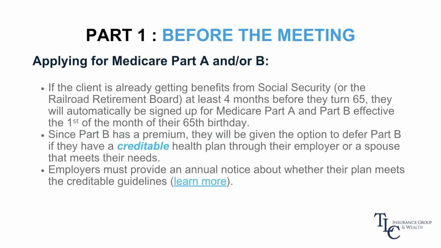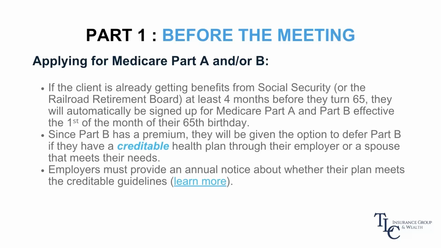So sometimes you're going to get a client who comes to you and maybe they're 3 or 4 or 5 months out from their 65th birthday and they do not have Medicare Part A and B active yet. The key here is knowing their circumstance. So if the client is already getting retirement benefits from Social Security or the Railroad Retirement Board at least 4 months before they turn 65, they will automatically be signed up for Medicare A and B effective on the first of the month of their 65th birthday.